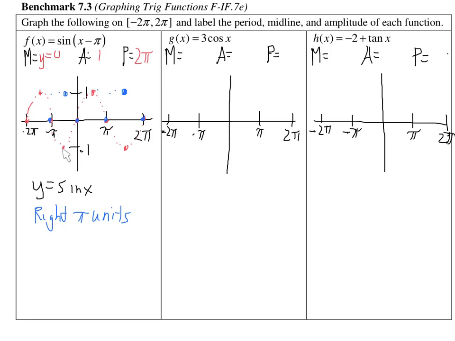Where's this guy going to go? Isn't he going to go to the right pi? Isn't this, oh, that guy's going to go off the graph, isn't he? He's going off, so I can't really do him. So can we put that right there? Can you kind of start seeing the graph? Can you kind of start seeing a sine graph that's been moved a little bit? There it is.